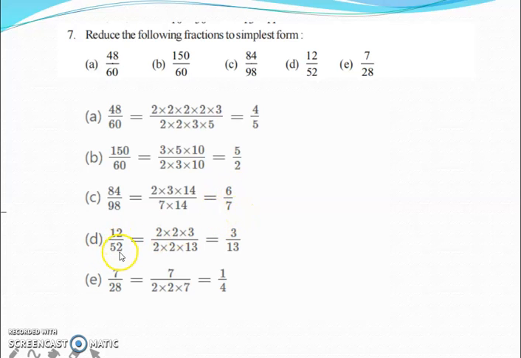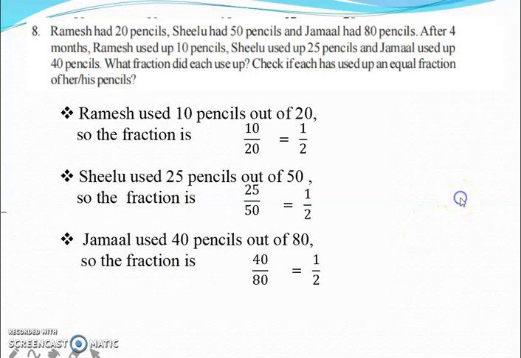Next 12 upon 52. Write the factors of this. 3 upon 13 is the answer. Next 7 upon 28. So here 7 is a factor. 28 factors written. 7 we can cancel. So what is remaining? 1. 1 upon 4 is the answer. Okay, understood.